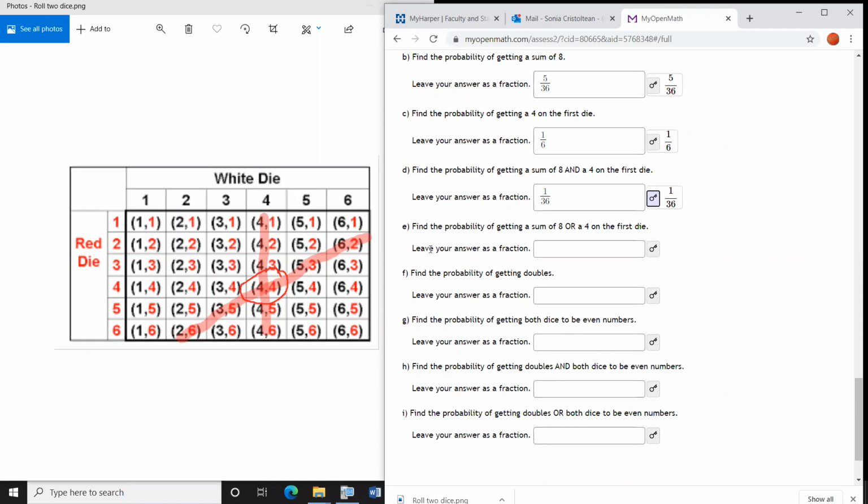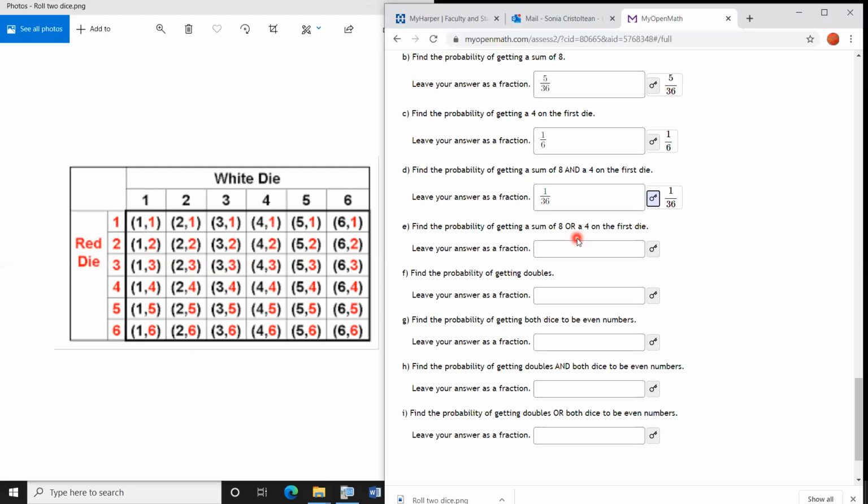Now moving on, let's see, what is the probability of getting a sum of 8 or a 4 on the first die? I will clear my drawings because now this question has to deal with the word or. You all know that with the word or you will be thinking of mutually exclusive events and the addition rule. So the question is, are these events mutually exclusive? Well, because they have an outcome in common, they are not, okay? And that should tell you to apply the general rule for addition.